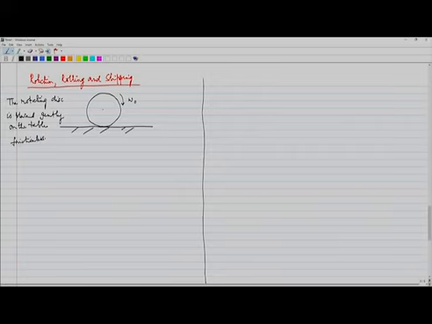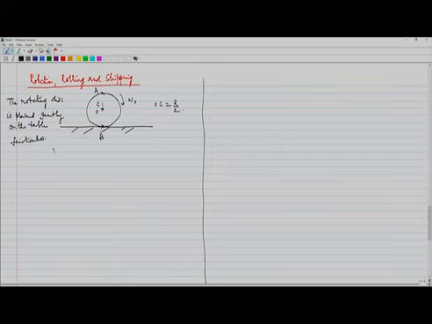Now I will consider this point as A, this point as B, and I will consider some point here which is C from the center. Let us say that OC is equal to R by 2.